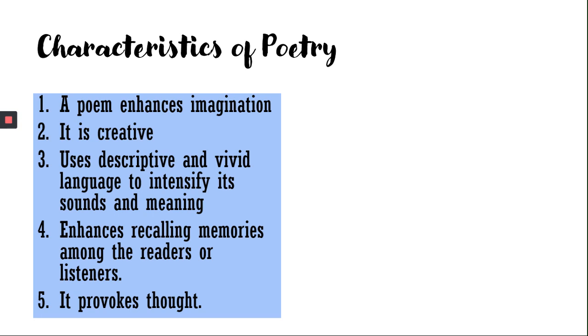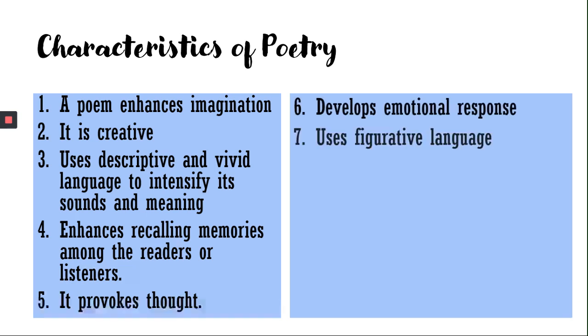Once the readers unlock number 1, 4, and 5, or just even 1 and 5, either will lead to number 6, which develops emotional response. Once they reflect on it, they will be able to react. They may smile, laugh, cry, be angry, irritated, and so on. Giving their emotional response identifies you as an effective and good poet.